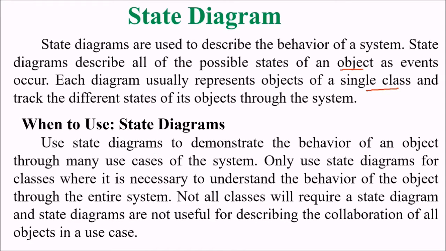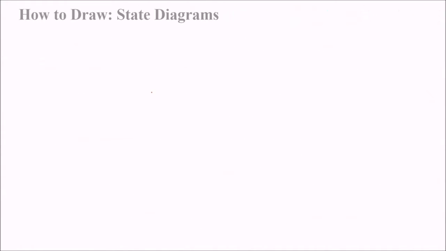Use state diagrams to demonstrate the behavior of an object through many use cases of the system. Only use state diagrams for classes where it is necessary to understand the behavior of the object through the entire system. Not all classes will require a state diagram, and state diagrams are not useful for describing the collaboration of all objects in a use case.